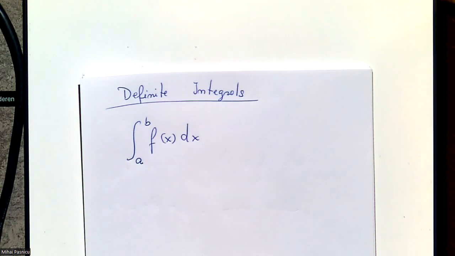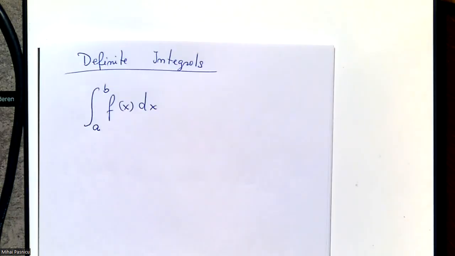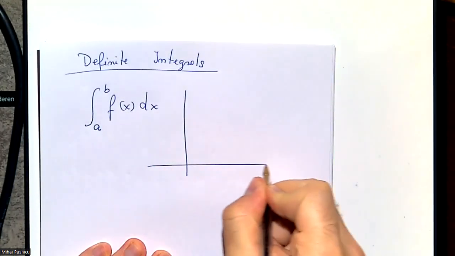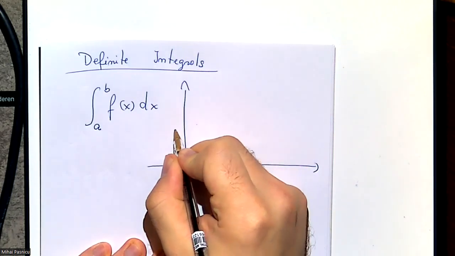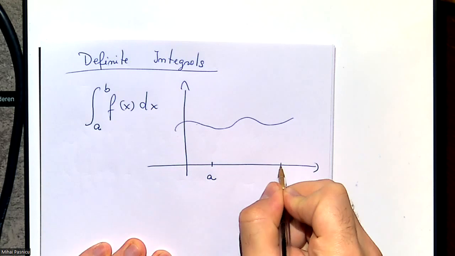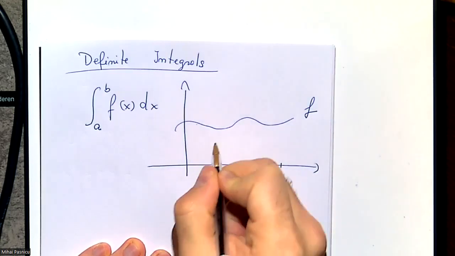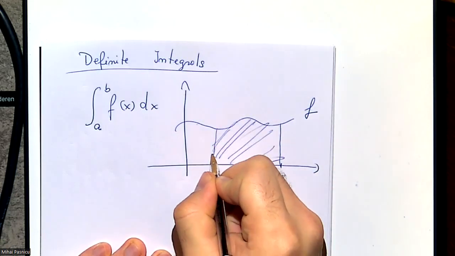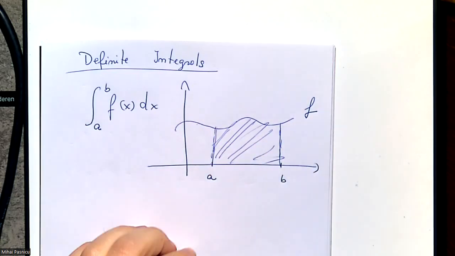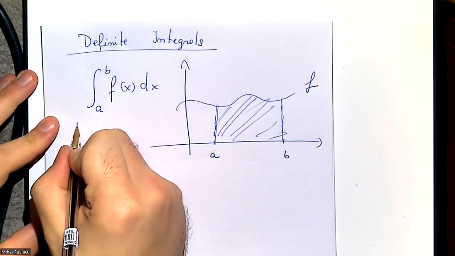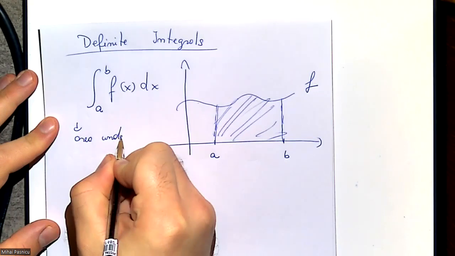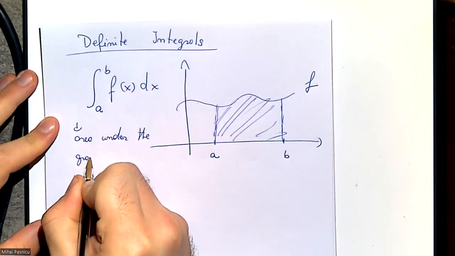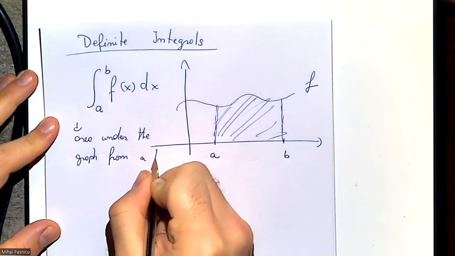Now this one actually has a graphical interpretation. If this is your graph, let's say this is A, this is B, and this is the f, then this integral over here is just the area under the graph from A to B. Are you ever going to use this? Don't think so, but it helps some people. So you can think of this as the area under the graph from A to B.